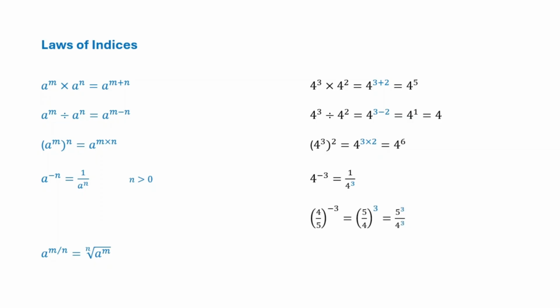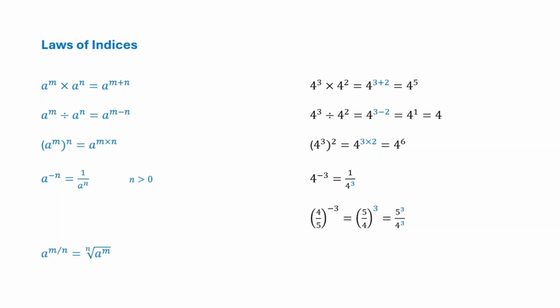The same idea applies when the base is already a fraction. Here we have 4/5, all raised to the power of negative 3. We take the reciprocal by swapping the numerator and the denominator. So 4/5 becomes 5/4, and the exponent becomes positive 3. We then apply the exponent to both the numerator and the denominator, giving us 5 cubed over 4 cubed.